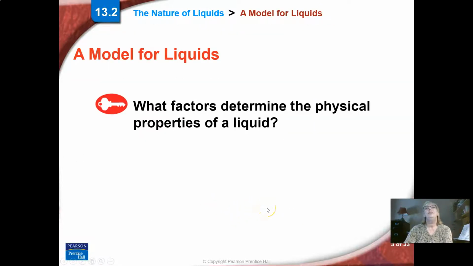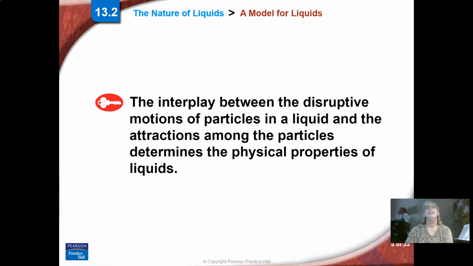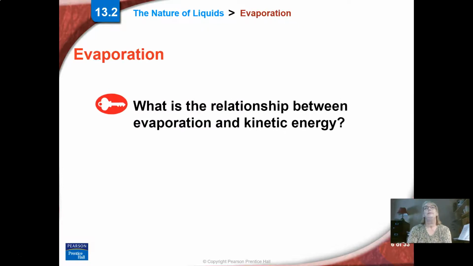So what factors determine the physical properties of a liquid? Substances that can flow are referred to as fluids, and liquids and gases are both fluids because they can flow. You can pour them. That's what flow means. There are two things going on: you're going to have motion of particles in a liquid, and you're also going to have attractions of those particles in the liquid.